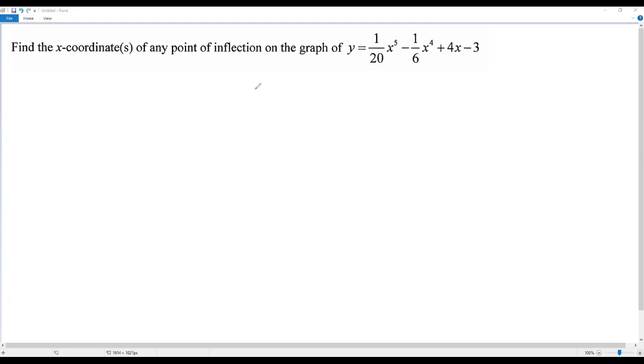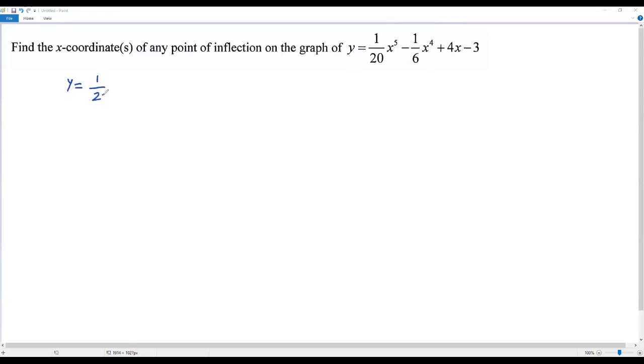Okay, first let's understand what a point of inflection is. A point of inflection is a point where the graph changes from concave up to concave down, or concave down to concave up. So how do we find such a point? For that, we have to find the first derivative and the second derivative of the given function.